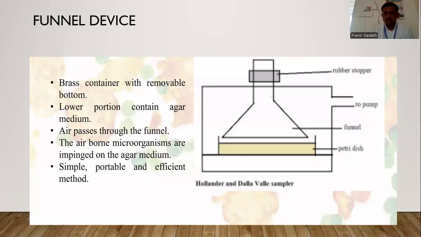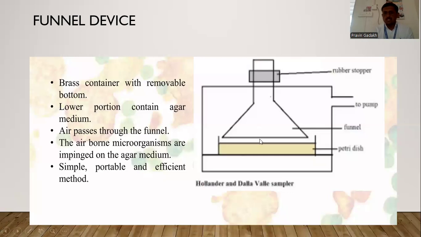The air is drawn by means of a vacuum pump with a flow meter which measures the volume of the air, so that we can count how much air we have passed through that container. A sampling rate of 28 liters per minute was found to be the most effective. The method is simple, portable, and efficient, and all testing is carried out in one operation.